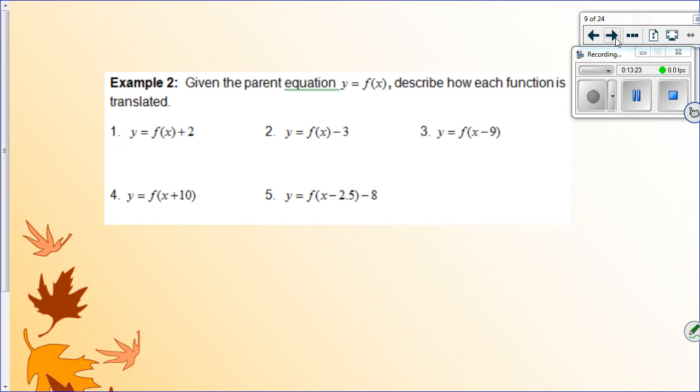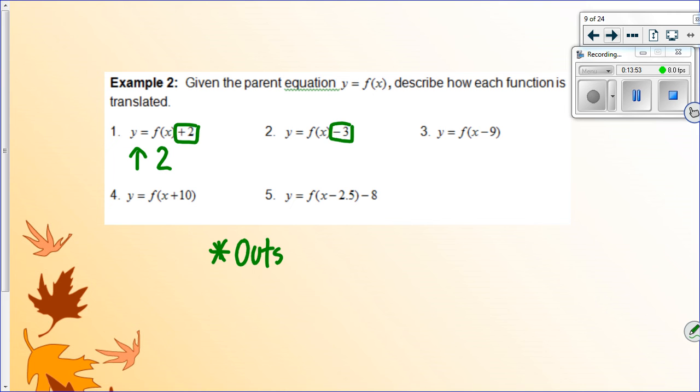All right, so let's just do a couple more. Describe how these functions are translated. So I have my original function plus 2. Is that a horizontal or a vertical? That's outside of the parentheses. It's my vertical translation. Plus 2, it's what we think. So up 2 units. Okay, think about number 2 for a second. Again, outside of the parentheses is my vertical translation. Okay, that'd be handy to write down.